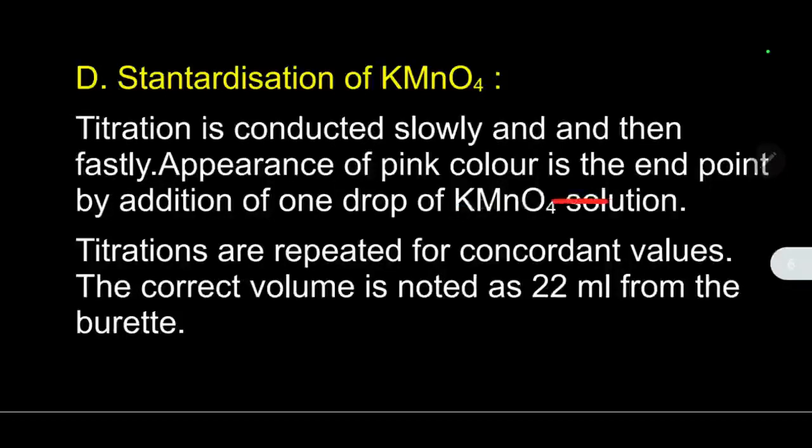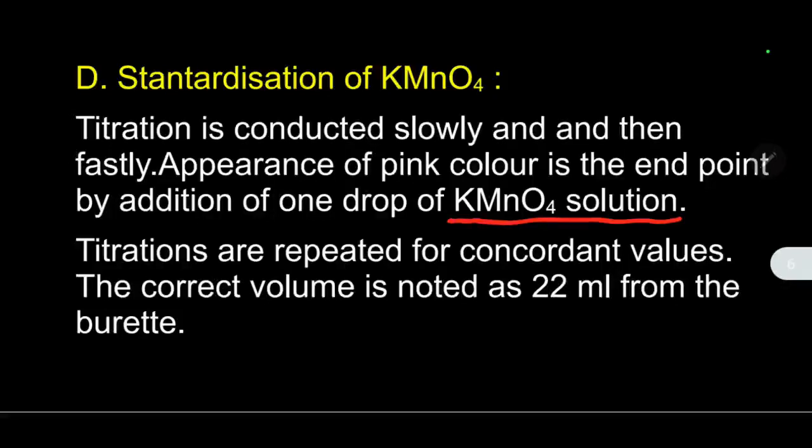Here, the appearance of pink color is the end point, by the addition of 1 drop of potassium permanganate solution. So when we are titrating, if by adding 1 drop we get a pink color, stop the additions. Note the volume of the solution in the burette. Please follow.